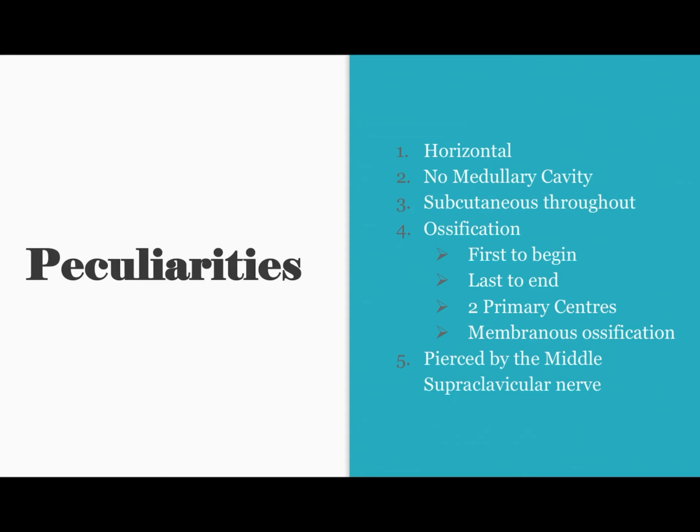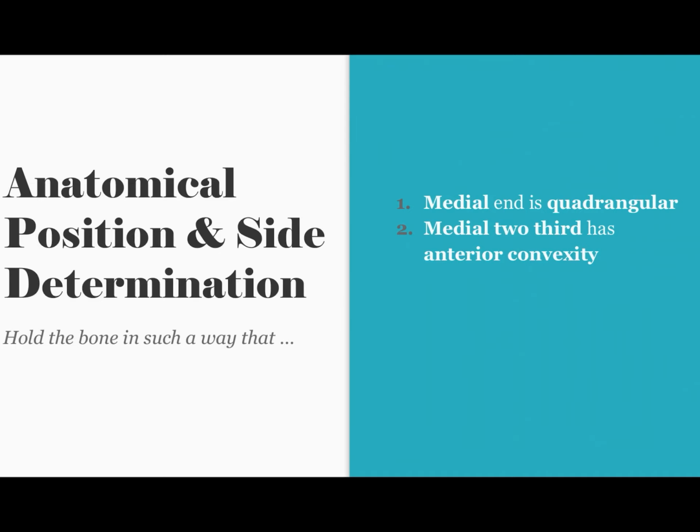Also note that the clavicle has its nutrient foramen facing laterally. Thus, the medial end is the growing end of the clavicle. Remember, whenever you're describing anatomical position and side determination, always start with the line, hold the bone in such a way that, okay, very important line.